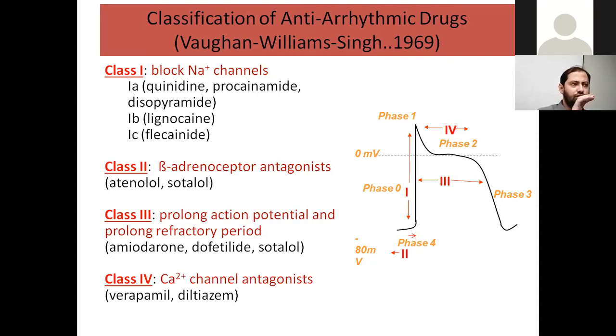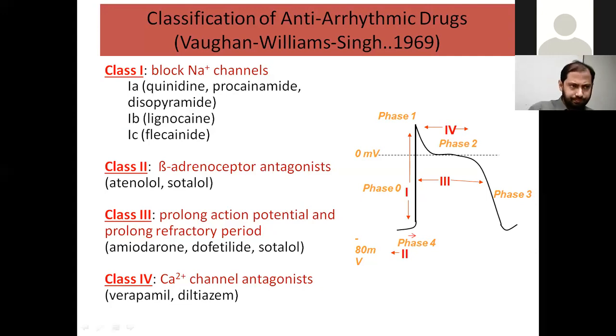So different groups have different mechanisms of action. Class 1 are the sodium channel blockers. Class 2 are the beta blockers. Class 3 are potassium channel blockers. And class 4 are calcium channel blockers.